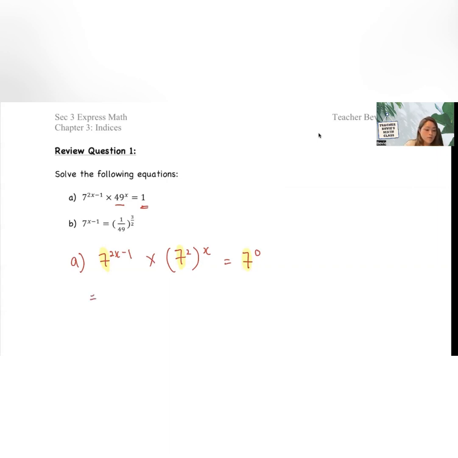So this one will be 7 to the power of 2x minus 1 times this. I will be using the law of a to the power of m, bracket n, which gives me a to the power of m times n. This is one of the laws in indices. So this one is 7 to the power of 2 times x, which is 2x. And that gives me 7 to the power of 0.